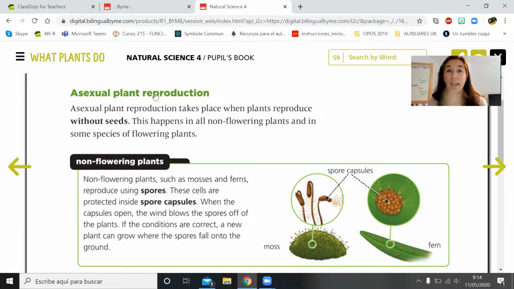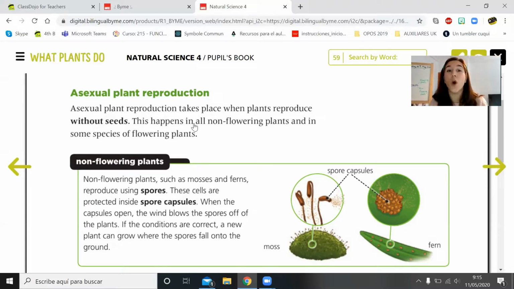And I read: asexual plant reproduction takes place when plants reproduce without seeds. There are no seeds in asexual plant reproduction. If you remember, in sexual plant reproduction, angiosperms have seeds and gymnosperms have seeds. Seeds here, seeds here. In asexual plant reproduction, there are no seeds. Sin semillas, no seeds, okay?